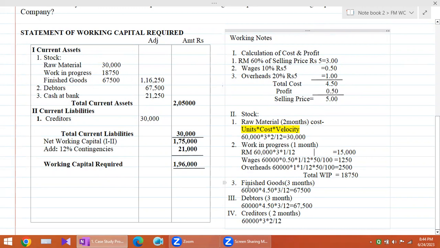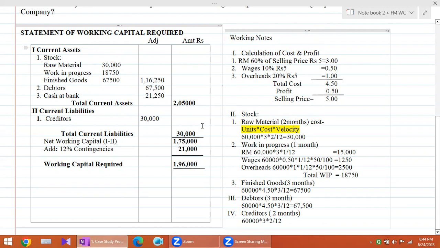And calculation of finished goods is done here. Number of units are 60,000, 4.50 into 3 divided by 12. Total 67,500. Make the sum of all this, you will get the stock. Okay, total stock of all these three types: stock of raw material, work in progress, and finished goods, right? So total of this will be 1,16,250.